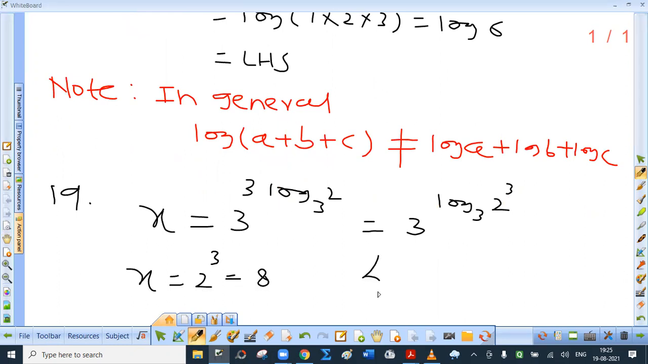Final answer. But you have to mention the reason. The reason is, what is a raised to log x to the base a? It is nothing but x only. And that is why in the first step, I have used n log m as log of m raised to n. See, this is a raised to log x to the base a. Again a happens to be x. So it is 2 cube, which is nothing but 8.